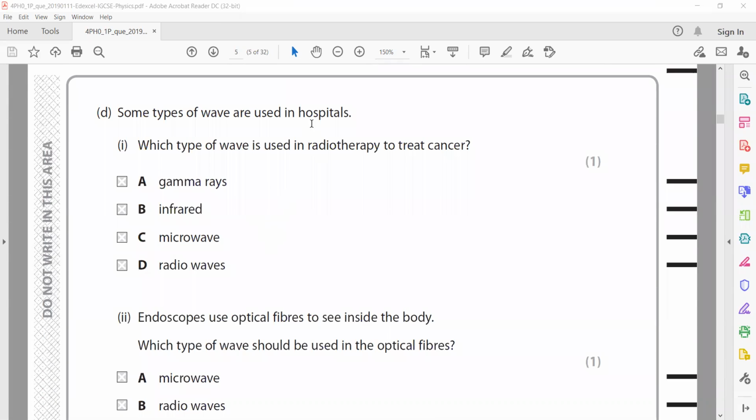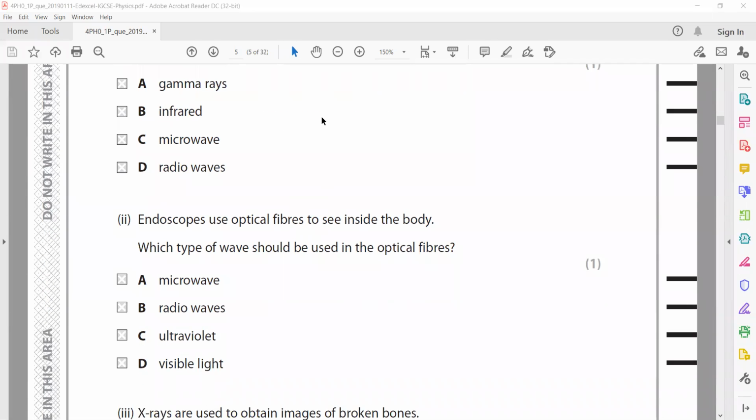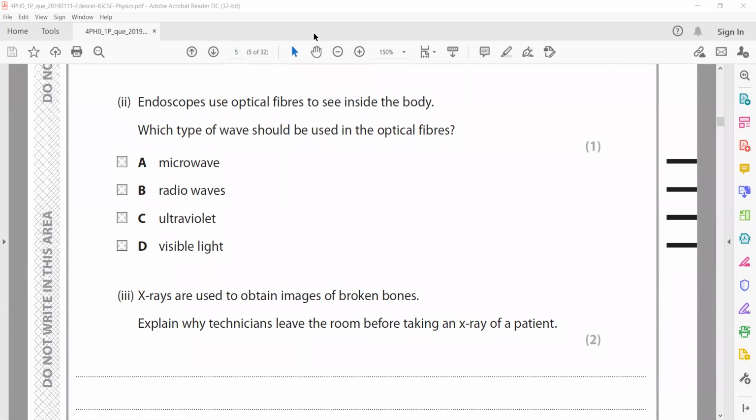Some types of waves are used in hospitals. Which type of wave is used in radiotherapy for treatment of cancer? We use gamma. Infrared is used in remote controls or intruder alarms. Microwave is used for sky communication, as well as in microwave ovens. Radio waves are used for terrestrial land communication. Endoscopes use optical fiber to see inside the body. So which type of wave? We use visible light, which we can see. X-rays are used to obtain images of broken bones.